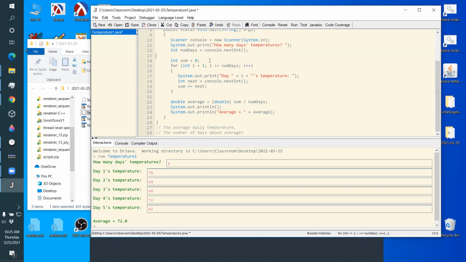What's a more practical way that'll work? What can I do to find the number of days above average? Again, I keep giving you hints, there's a way to do it. It's not hard, it's not elegant, but there's a way to do it. Think, what can I do?